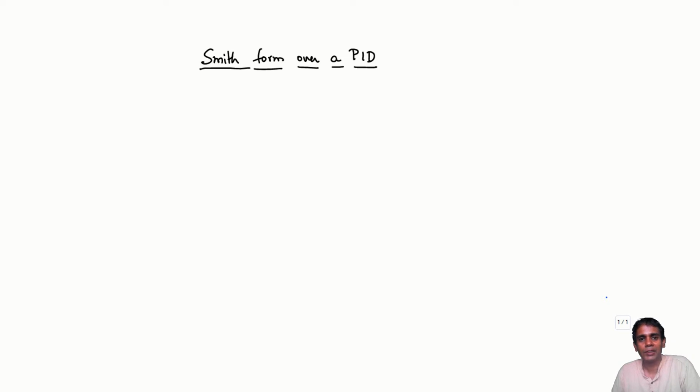In the last lecture, we saw how to reduce any matrix whose entries are in a Euclidean domain to Smith form. The same thing can be done over a principal ideal domain, but the algorithm is a little more involved. So let me explain what modifications are required to work over matrices with entries in a principal ideal domain.